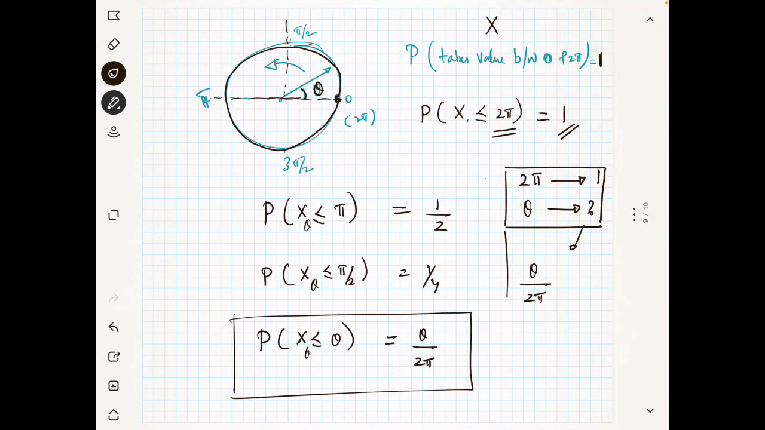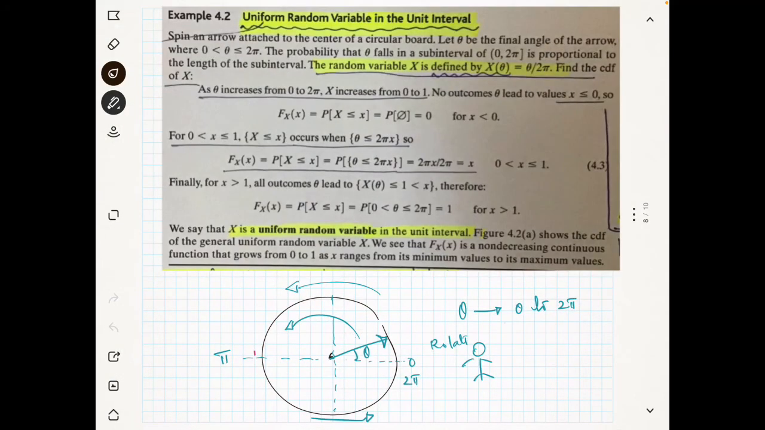Now, in the textbook they have also given another example. They have also defined a random variable in another way: a random variable x which takes values between 0 and 1. So that also can be done. You can read and understand that; it's not a big deal anyway.